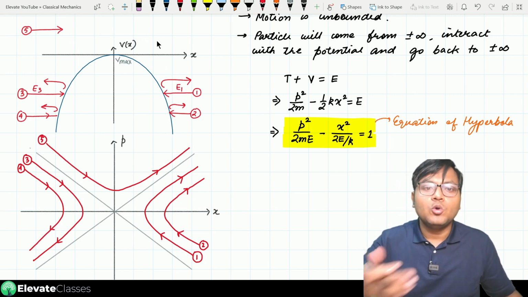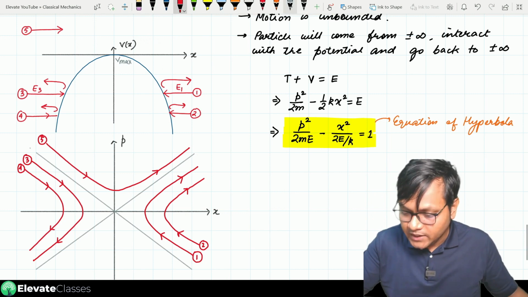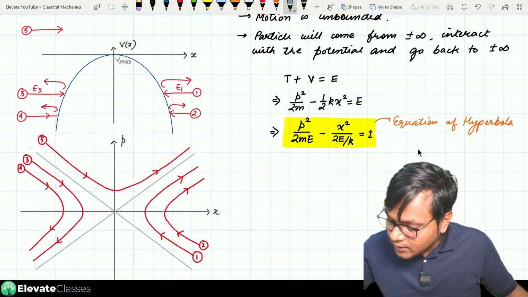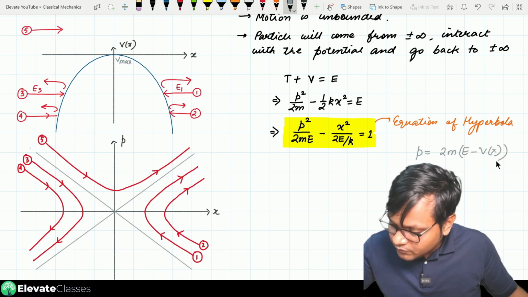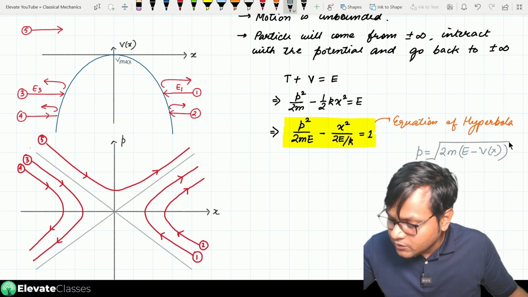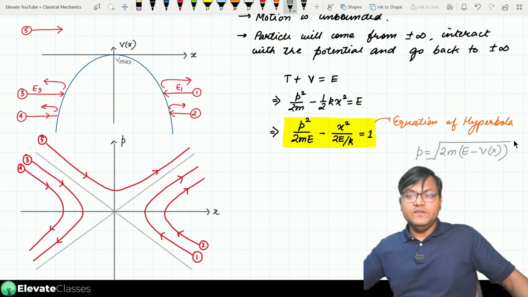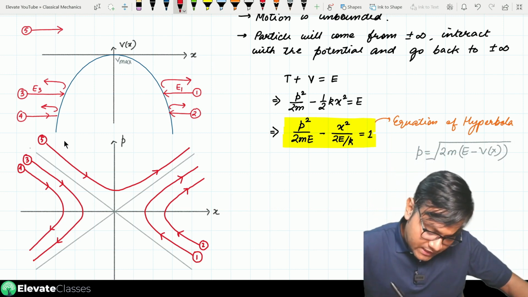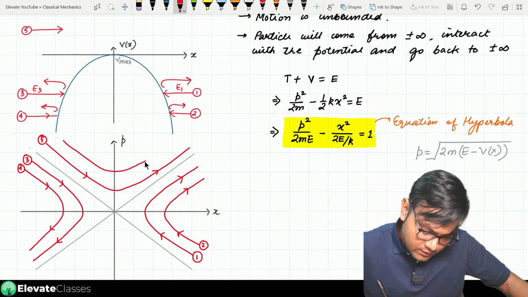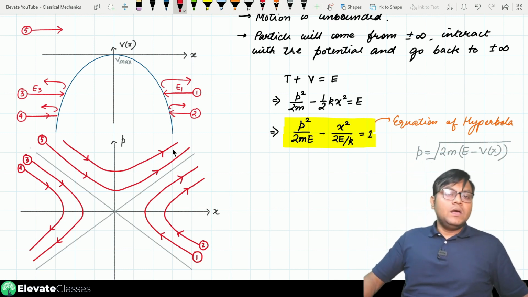Kinetic energy is the difference between total energy and the potential energy, therefore it is related to the momentum, right? The relationship between momentum and potential energy is given by P = root of 2m(E − V(x)), from the usual E = P square by 2m plus V formula. So this is the hyperbola for this particular graph. We can have other hyperbolas here for other, similar particles having similar energy.